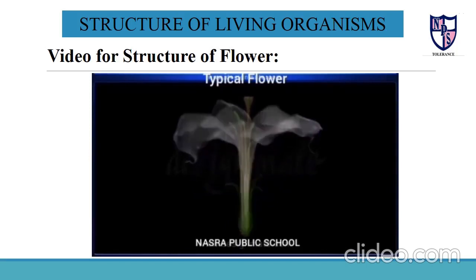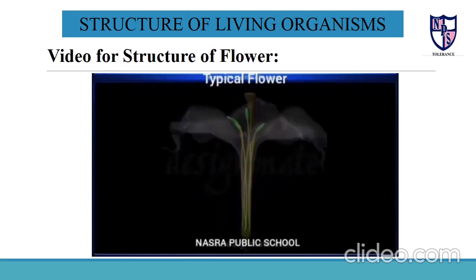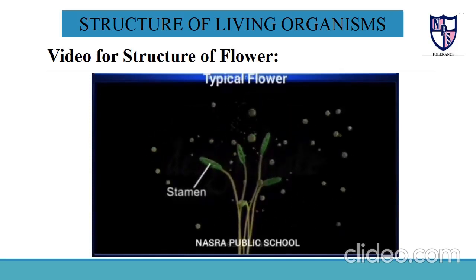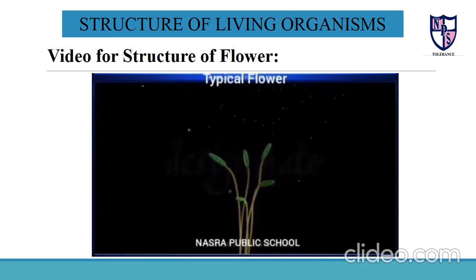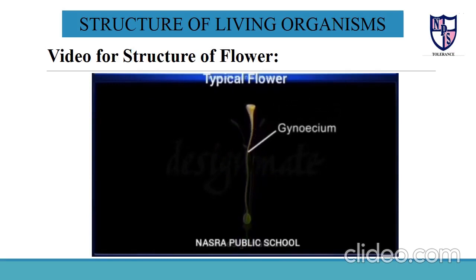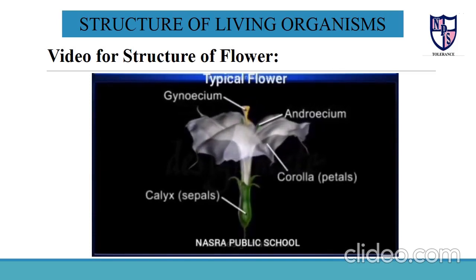Inner to the petals is the male reproductive whorl called the androecium. Its units are called stamens. They produce pollen grains within their anther lobes. The innermost whorl is the gynoecium, which is the female reproductive whorl. These 4 whorls together form a complete flower.